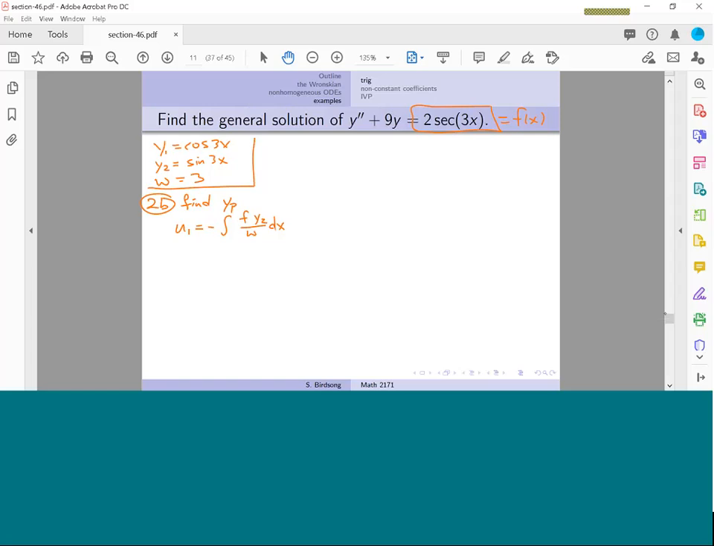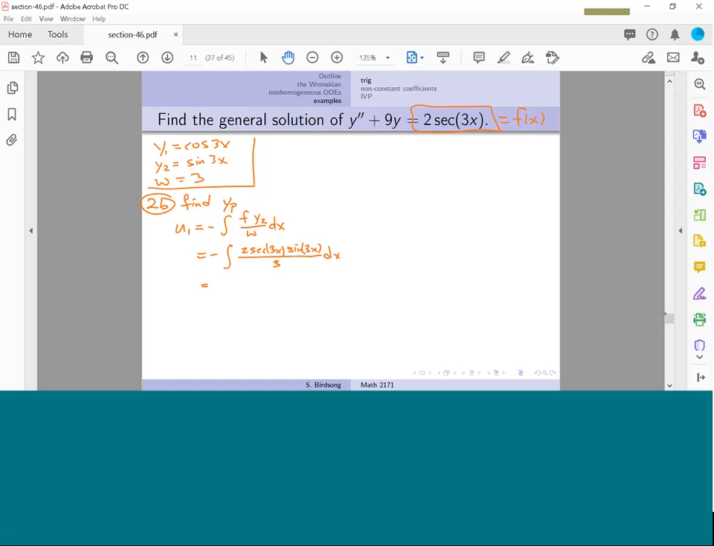So here, still have your negative, we'll have the integral. The f, so the non-homogeneous part, is 2 secant of 3x. Our y2 is sine of 3x. And then we divide by 3. So the hardest part of variation of parameters is remembering your integral rules.